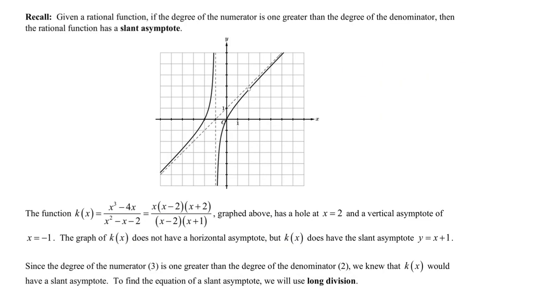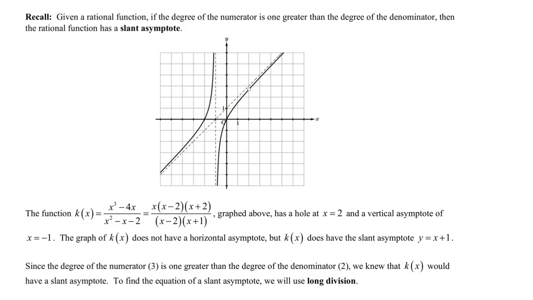Okay, recall from an earlier lesson that we have a thing called a slant asymptote, or sometimes called an oblique asymptote, when the degree of the numerator is exactly 1 more than the degree of the denominator. So take a look at this function k down here. If I factor it all out, you see that I have a hole at 2, I have a vertical asymptote at negative 1, but notice I don't have a horizontal. I do have this slant asymptote.